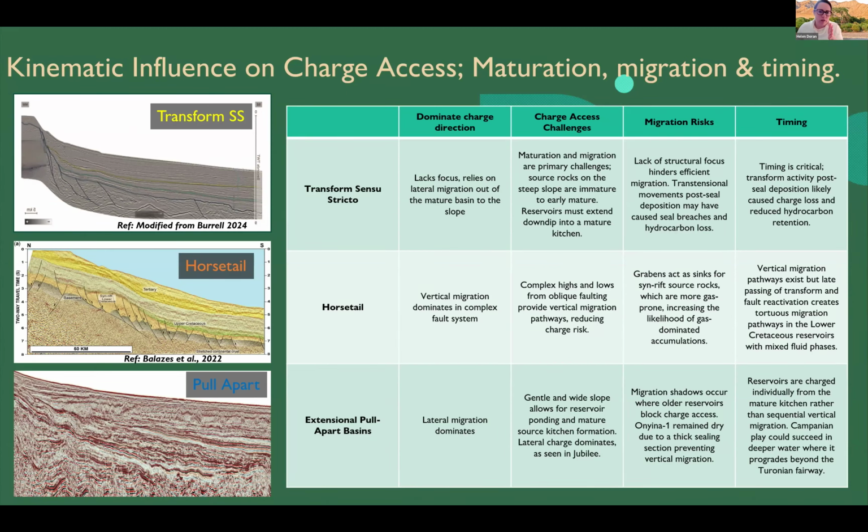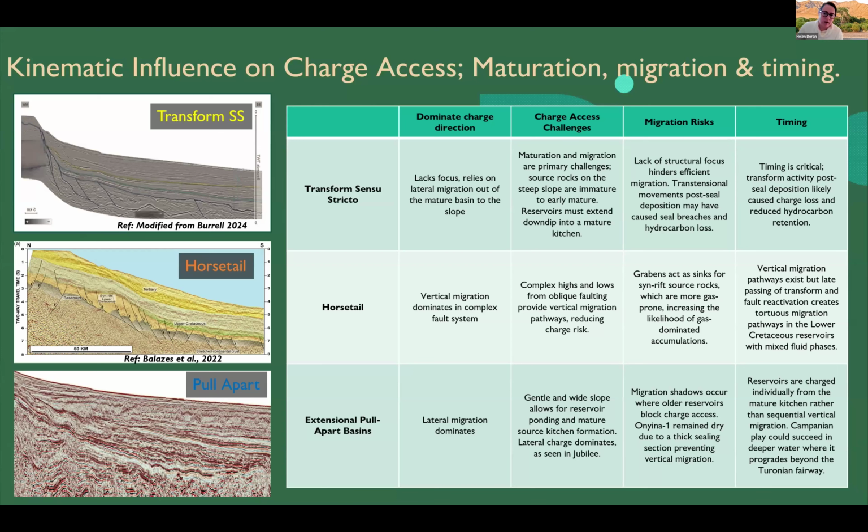When we move into the horsetail structure, the complexity of the interplay of those oblique slip faulting has a dual impact on hydrocarbon migration and phase distribution. The faults create very effective vertical migration pathways, so they allow hydrocarbons to move efficiently through the system. But at the same time, the faults generate deep grabens, and these accommodate significant volumes of syn-rift source rocks.